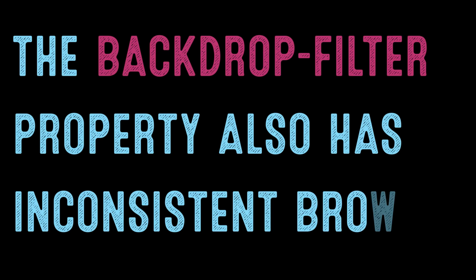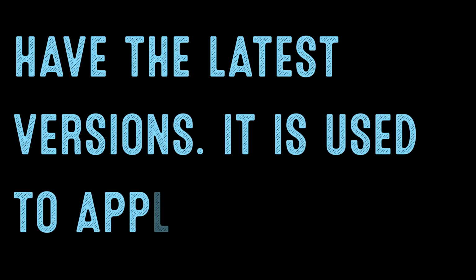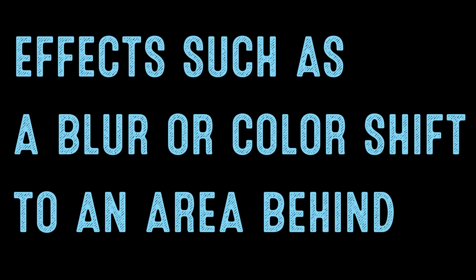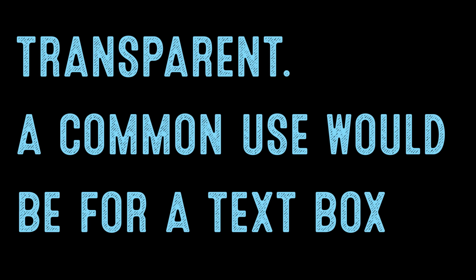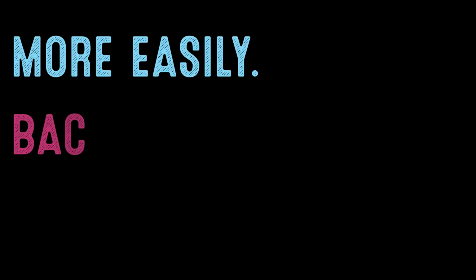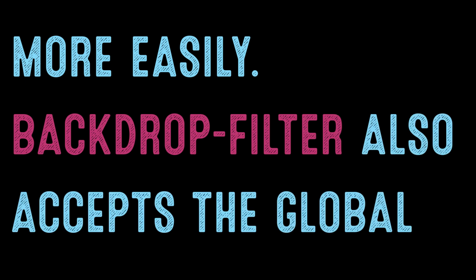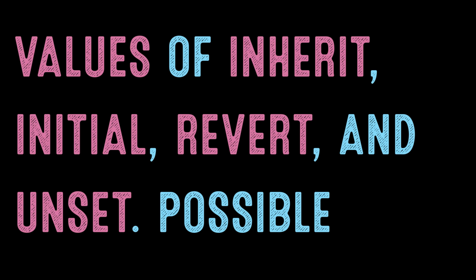The daily code snippet. The backdrop-filter property also has inconsistent browser support. It depends on which browser and whether you have the latest versions. It is used to apply graphic effects such as blur or color shift to an area behind an element. The element must be made partially transparent. A common use would be for a text box over a background image that allows the text to be read more easily. Backdrop-filter also accepts the global values of inherit, initial, revert, and unset.